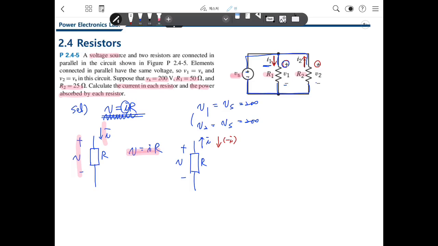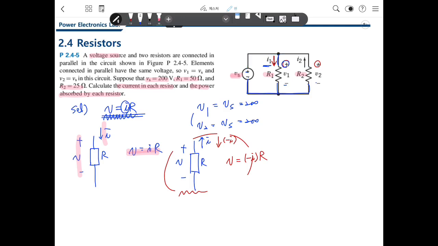So in this convention, in the active convention case, Ohm's law will be V is minus IR. They're confused, so I do not recommend you deal with this. The way to solve this problem is in this way here.